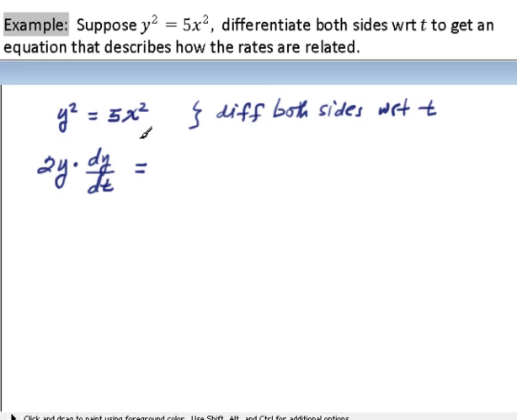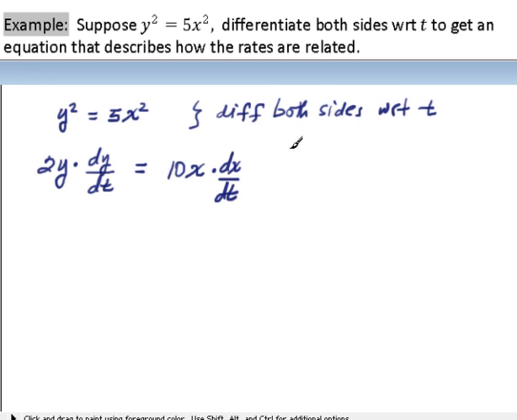And on the other side do the same type of thing. The outer function would be x squared and the inner would be the function that gives the relationship between x and t, which we don't see in this equation, but we imagine that it's there. Okay, so differentiate the outer, and we have 2 times 5, that's 10x times dx/dt. That's because we're differentiating with respect to t.